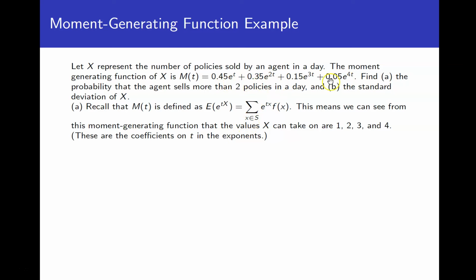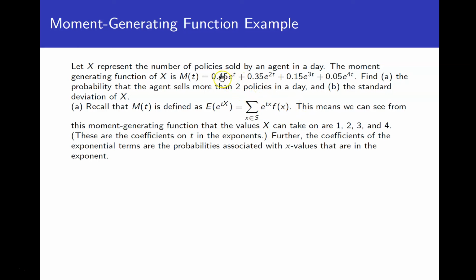Well, looking at our moment generating function in this case, we can see that our support, look at the values for x that have been plugged into the exponents. 1t, 2t, 3t, 4t. Those values that are up there as the coefficients on the t are our support in this case. Furthermore, what gets multiplied by these e to these powers? Well, it's f of x. That means these coefficients in front of the exponential terms must be the probabilities associated with these x values. What we mean by that is that the probability that x is 1 must be 0.45. The probability that x is 2 must be 0.35, and so on down the line.